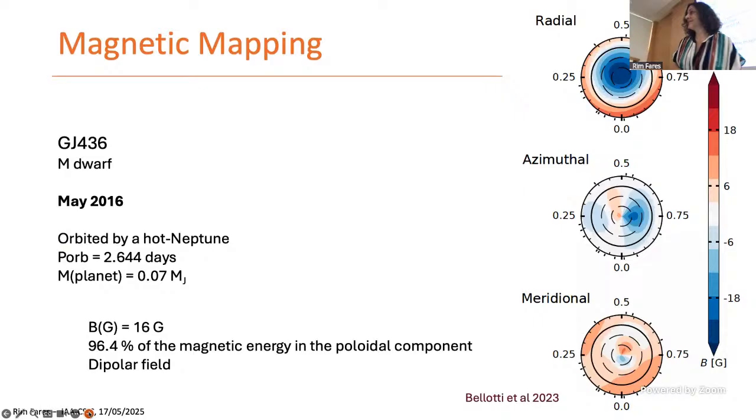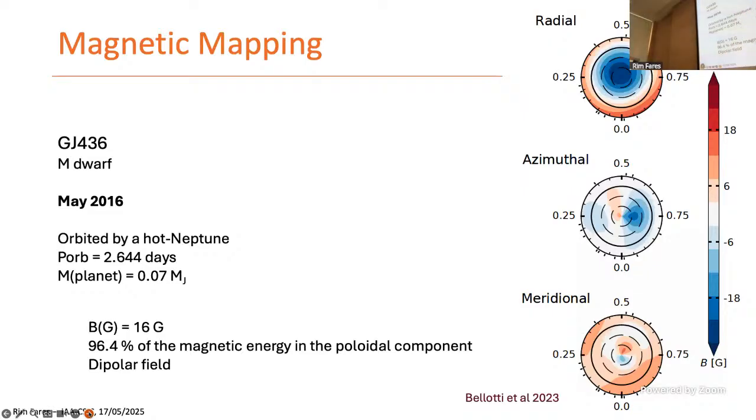You might be interested, and I'm sure you are, especially in GJ 436, which is a planet-hosting star, but this is an M dwarf. This star was observed in May 2015. And when we reconstructed the magnetic field of the star, this is what we see. I would say most of the field is in the radial component here. It's pretty much dipolar, so a tilted dipole. The average magnetic field is 16 Gauss, so less than the other one, but this is to be expected for these stars.